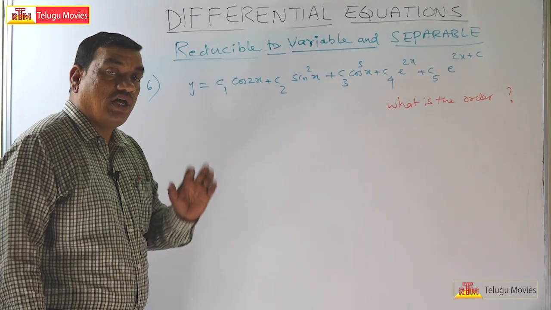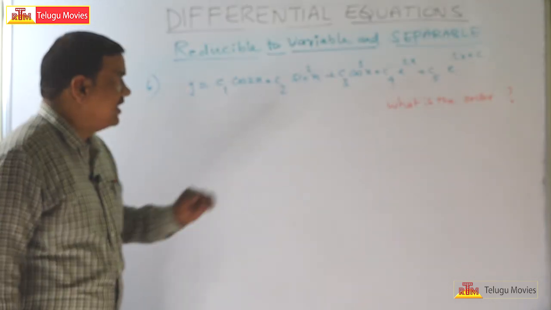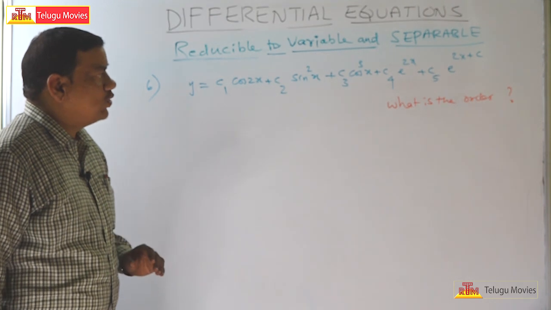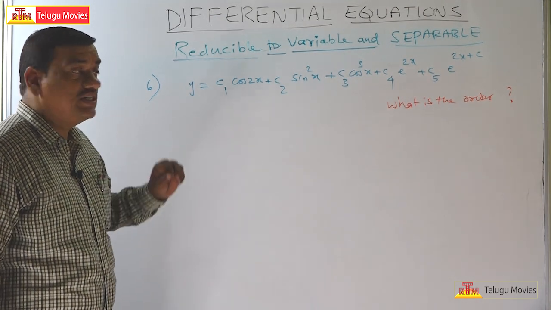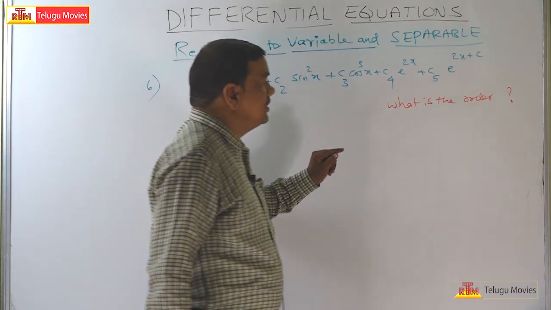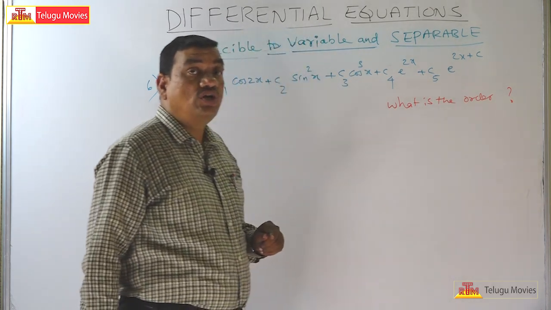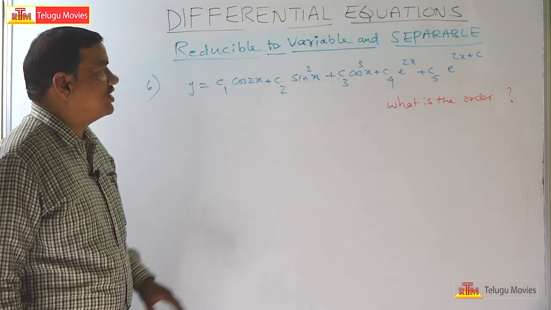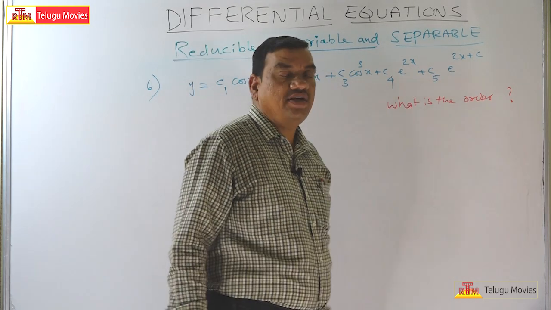Welcome to the last and final problem. This is other than the variable and separable method, just for relaxation I am telling. What is the order of the differential equation whose general solution is given? This is a general solution because here the constants c are present.